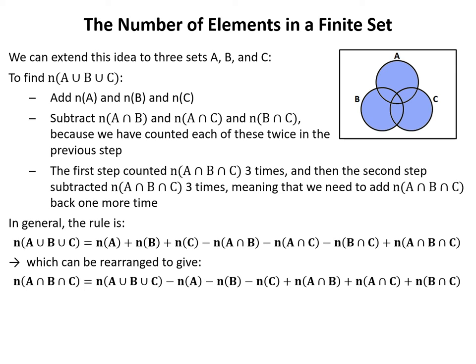Now, if you rearrange that to solve for the number of elements in the intersection of A and B and C, what you get is that it equals the number of elements in the union of A and B and C, minus the number of elements in each of A, B, and C separately, plus the number of elements in the intersections taken two at a time: A and B, A and C, and B and C. So clearly, by adding a third set, these formulas start to get a little more complicated.